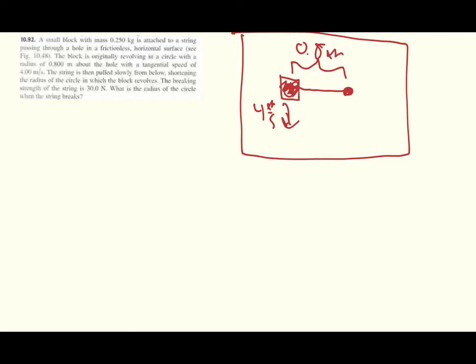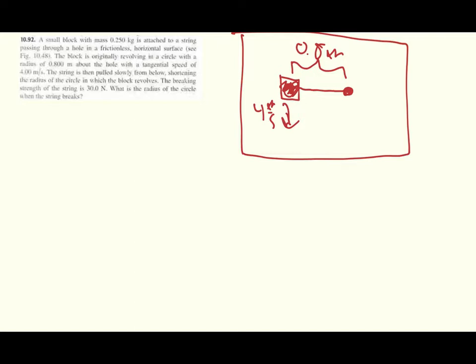As it rotates, they're going to pull in the center. So this distance, 0.8, is going to get shorter and shorter and shorter. And eventually it's going to break. The string's breaking point is going to be 30 newtons. I don't know what the radius is when it happens.